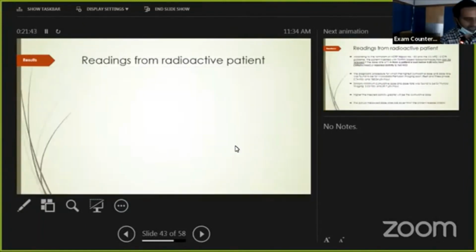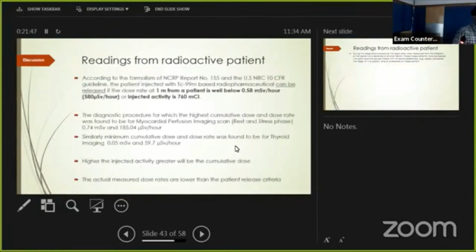Sir, it's basically written. However, these doses are very low. That's very true. But suppose you inject a 15 mCi dose to a patient, and immediately the patient refuses to complete his or her scan. Then what will you do to release them, or what will be the criteria? The release criteria is given in NRC 10 CFR. It's written here as 760 mCi, and we usually do not give such a high dose in a diagnostic test. So the patient release criteria is not applicable to the diagnostic test.